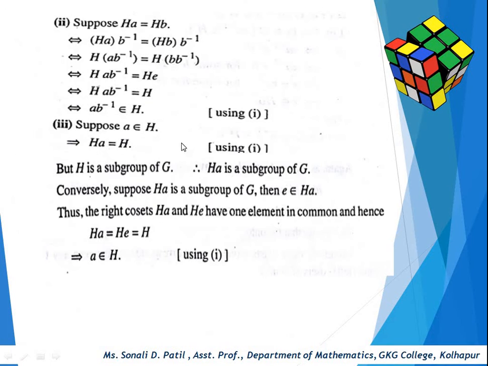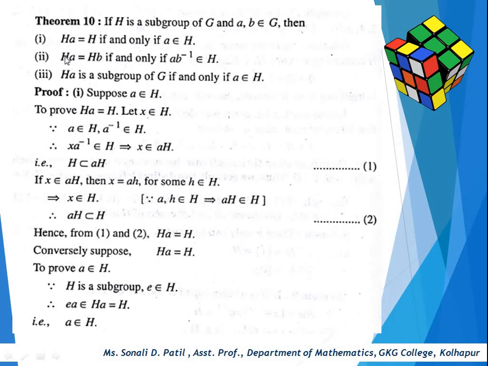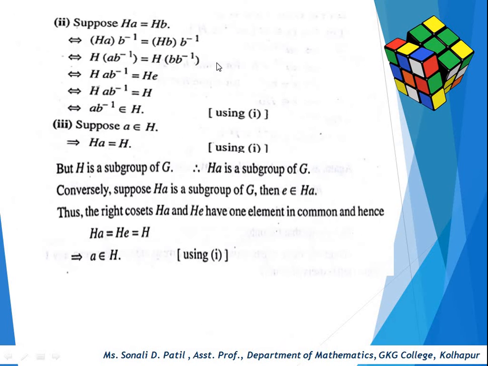Okay, so next we can prove the second one: Ha is equal to Hb if and only if ab inverse belongs to H. So suppose Ha is equal to Hb, so this gives a double implication. Here we can apply b inverse from the right hand side. So Ha b inverse is equal to Hb b inverse. Now next step, H a b inverse. Here we can apply the associative property. Okay, so this double implication gives H(ab inverse) is equal to H(bb inverse).